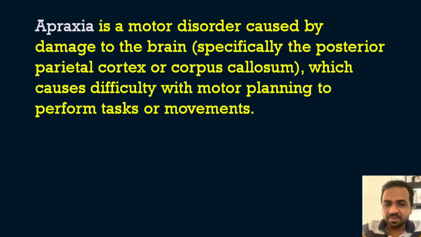So we will explain these terms. Apraxia is a motor disorder which is caused by damage to the brain, specifically the posterior parietal cortex or the corpus callosum, which causes difficulty with motor planning to perform tasks or movements. That means the patient has the desire and knows how to perform, but is unable to do that. So this is a motor disorder in the posterior parietal cortex or the corpus callosum, that is apraxia.